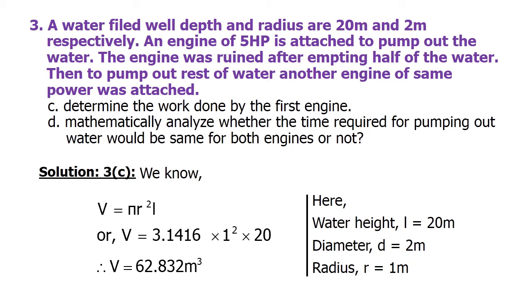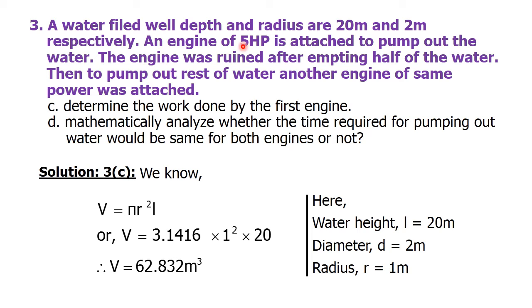Now the creative question number 3. The creative question is: a water-filled deep well's depth and radius are 20 meter and 2 meter respectively. An engine of 7 HP is attached to the pump to pump out the water, and the engine was ruined after emptying half of the water. Then, to pump out the rest of the water, another engine of the same power is attached.